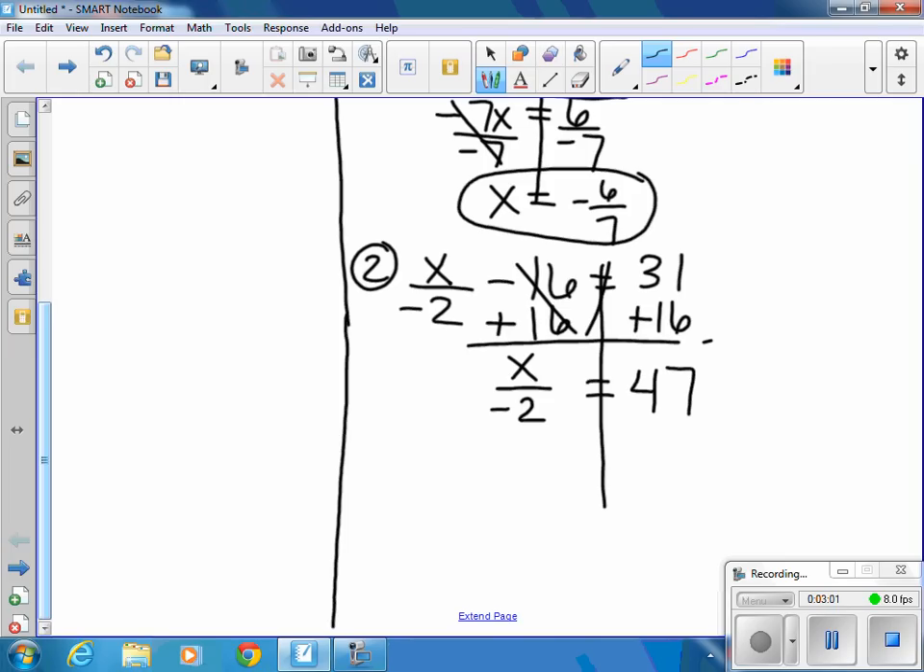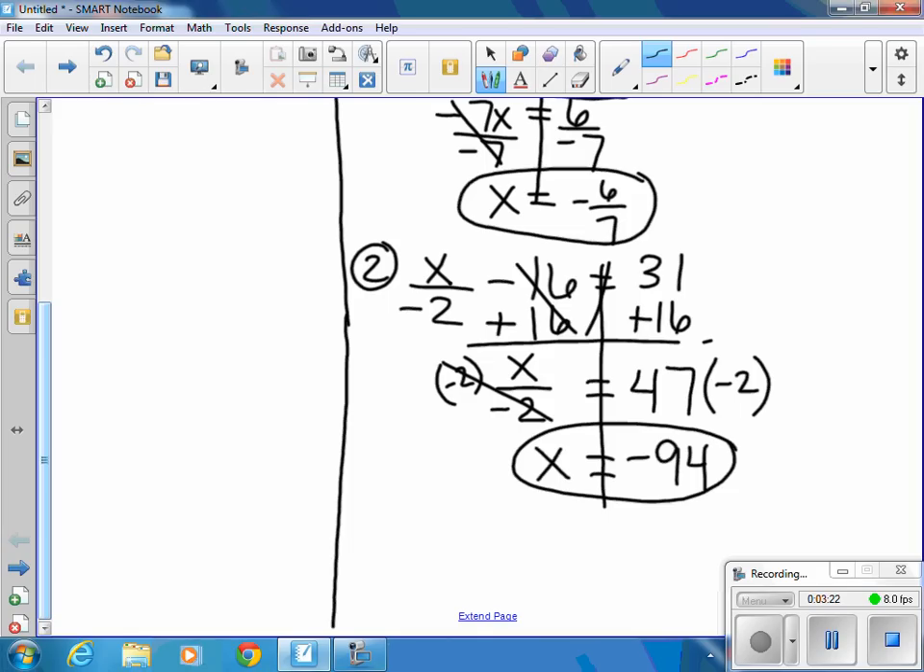Okay. To undo division, we want to use multiplication. We want to get rid of the negative 2, so you want to multiply by the negative 2. Okay. So we showed that we are multiplying both sides of the equation by negative 2. Remember, to keep it balanced, what you do on one side, you have to do on the other. Cross off the negative 2's. You have x on the left. 47 times negative 2 is going to give you negative 94. Okay. There's your final answer.